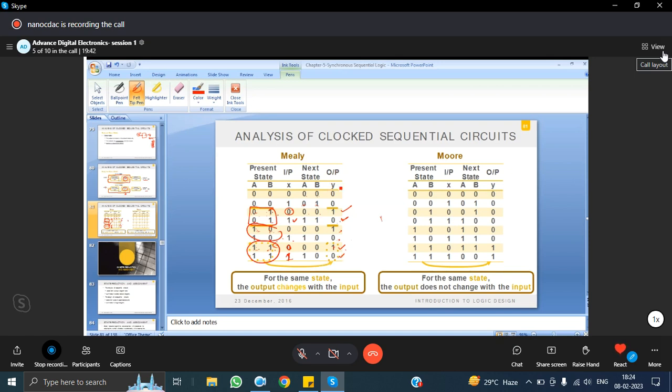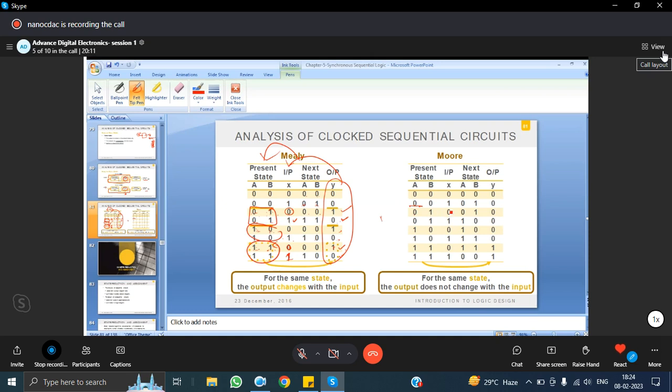That means output is completely depending upon the input as well as the state. This is Mealy machine. Okay, so now the Moore machine, you can see here the Moore type machine. So 0 0, there is no change in state. Up to here, just leave it.